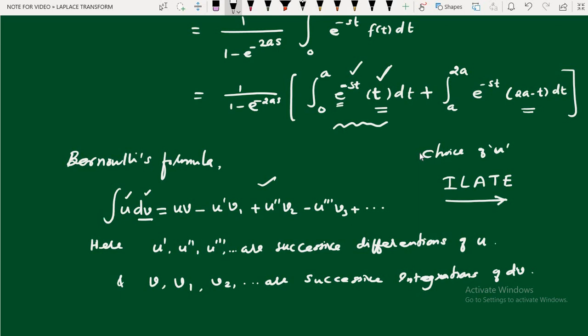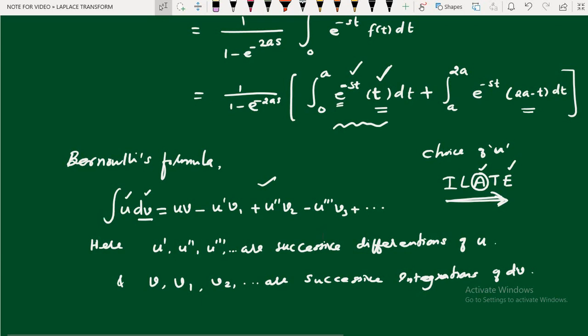Now here the terms are an exponential term and an algebraic term. If we go in this order, the algebraic term comes first. Therefore, the algebraic term is chosen as u. So here the algebraic term is t in the first integral, 2a minus t in the second integral. So just follow this formula, you can get the answer.